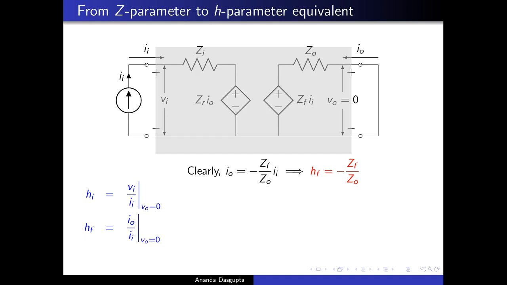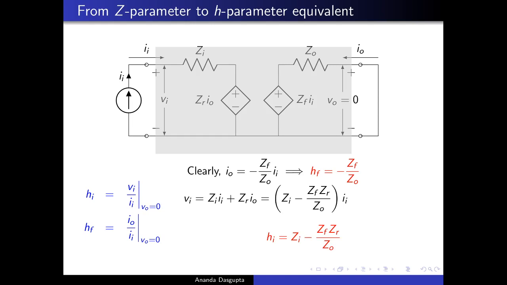Fine, so we have already managed to find out one hybrid parameter in terms of the Z parameters. Well, what about Vi? Vi, as you can easily see, is the sum of Zi Ii, the drop across Zi, and the drop across the voltage source ZR Io. But now that I know that Io is this, I can plug this back in here, and I get the whole thing is Zi minus ZF ZR by ZO into Ii. So ZR is already sitting here, and you have a minus ZF by ZO factor from here. Of course, the ratio between Vi by Ii is simply Hi.